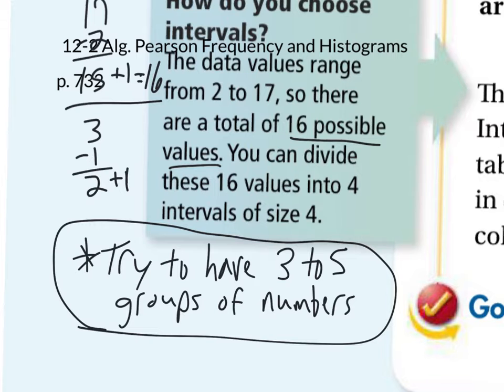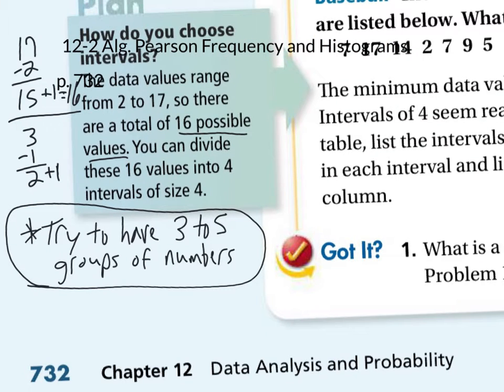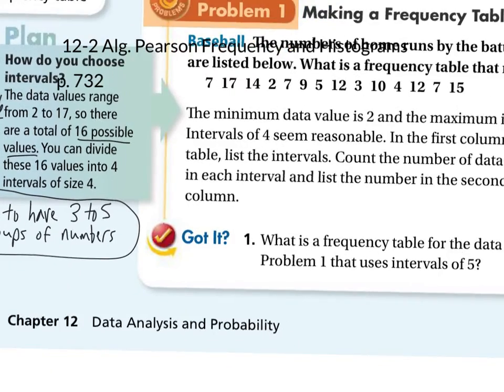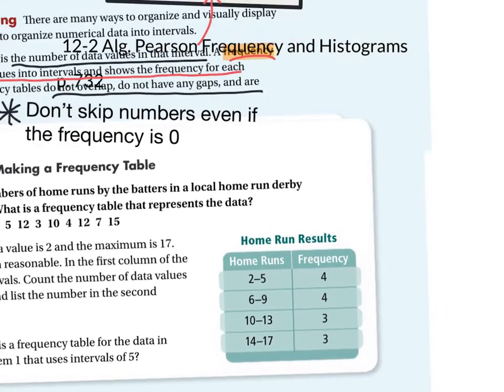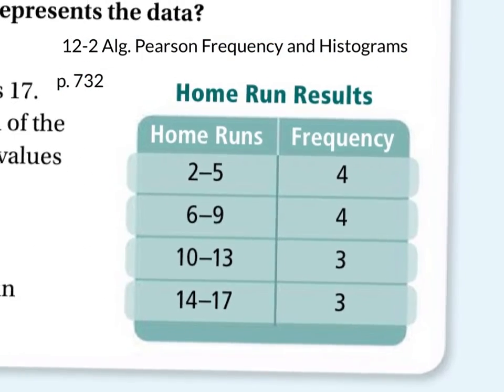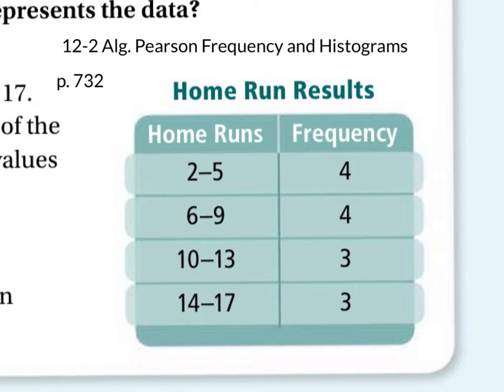So you can see then what the book did. Basically, 16 divided by 4, we had 16 possible numbers. If we divide it into 4 groups, that would be 4 numbers per group. And that's what they did here in your book. The first group was 2 through 5: 2, 3, 4, 5. That's 4 numbers. And then we pick up the next right where that left off: 6, 7, 8, 9, and then 10, 11, 12, 13, and then 14, 15, 16, 17.